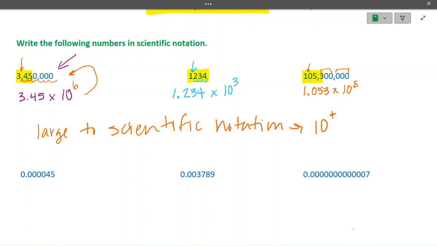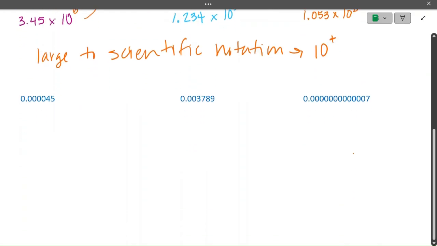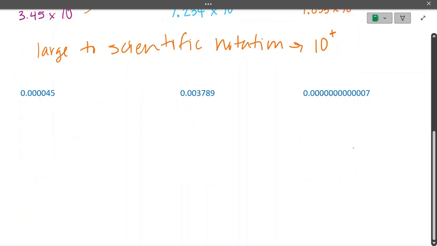So remember, these numbers are all equivalent, right? 3,450,000 is equivalent to 3.45 times 10 to the sixth. 1,234 is equivalent to 1.234 times 10 to the third. Okay. All right. Now, the decimals are a little bit different, and we still follow the same premise.